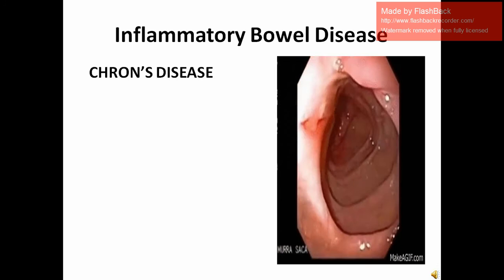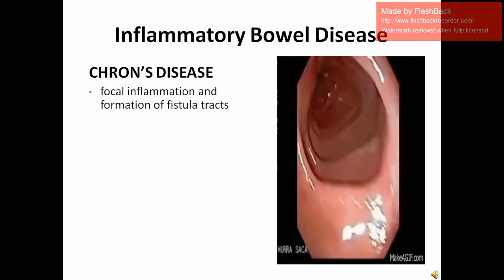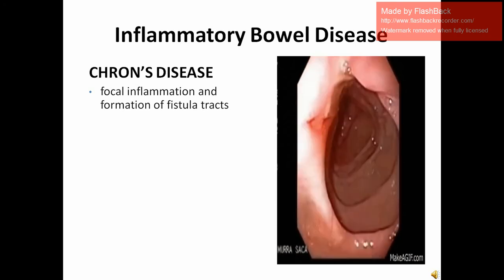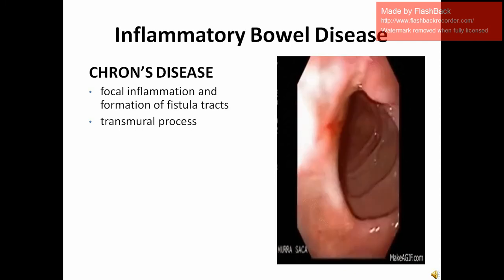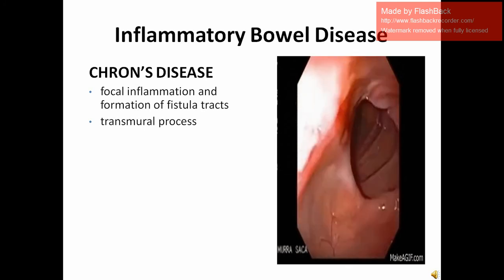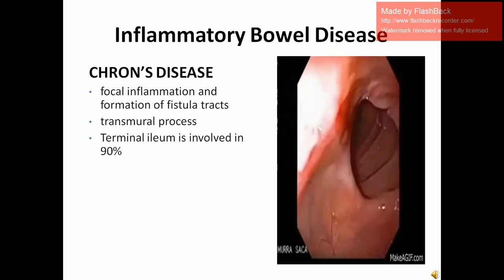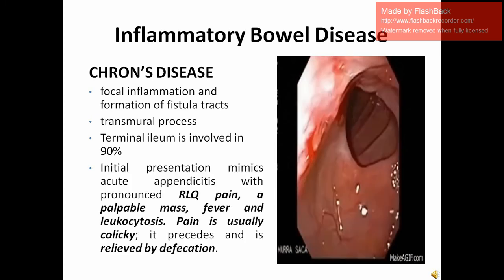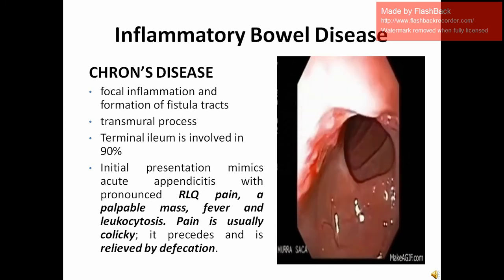Crohn's disease is characterized by focal inflammation and formation of fistula tracts, which resolves by fibrosis and stricturing of the bowel. It is a transmural process that can affect any part of the GI tract and forms non-caseating granuloma. In 90% of the cases, the terminal ileum is involved. Initial presentation of patients usually mimics that of acute appendicitis, wherein there is pronounced right lower quadrant pain, palpable mass, fever, and leukocytosis. Pain is usually colicky. It precedes and is relieved by defecation.